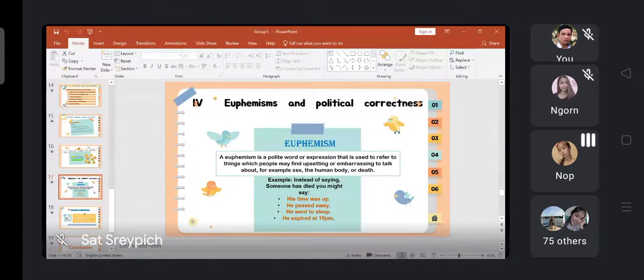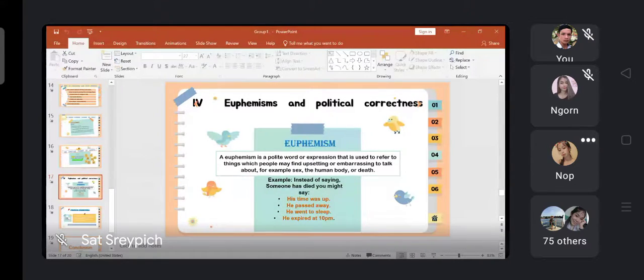I would like to add some more examples. When you know someone and one of his or her relatives is dead, you shouldn't just go and say to them, oh, I'm so sorry, your uncle died. Instead you can say, I'm so sorry for your loss, or may his soul rest in peace. Something like that.